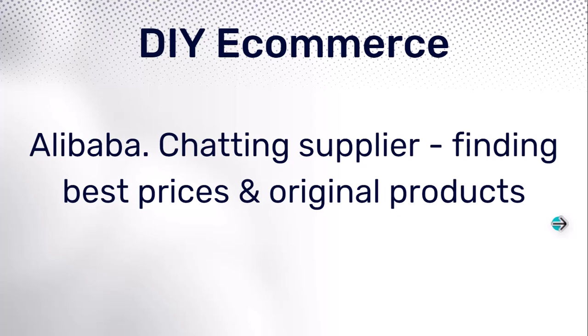When you run the test ad and the product passes it, and a lot of people are demanding the product, then you go to Alibaba and contact the supplier selling the product, saying you want to buy it. You try to bargain for the best price and make sure the product is original. You check the reviews, talk to the supplier, and make sure the supplier tests the product before sending it to you.